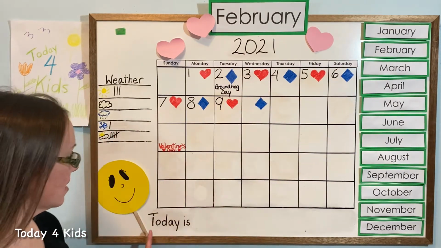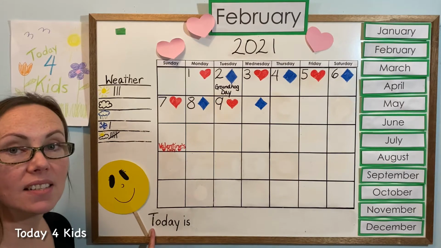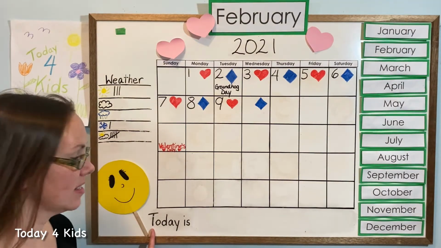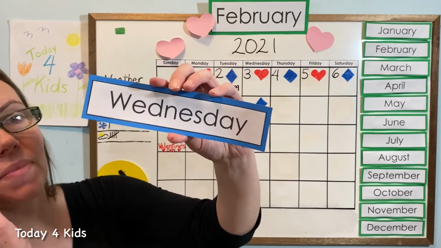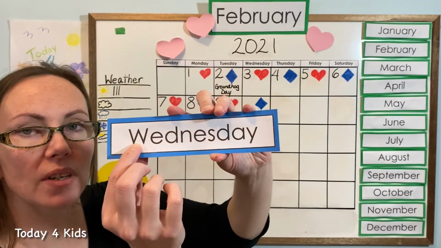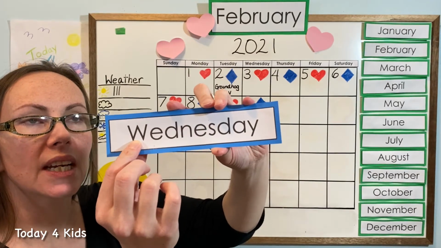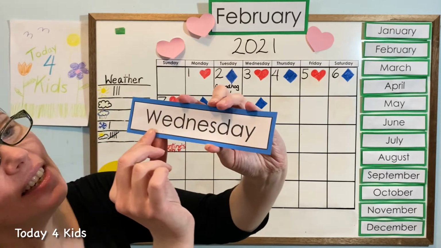Let's put that into our sentence. Our sentence starts with today is, and today starts with a capital T because it's the first word in our sentence. Today is Wednesday. Let's learn how to spell Wednesday. It has a capital W. W is w, like watermelon or wiggly. Are you wiggly today?